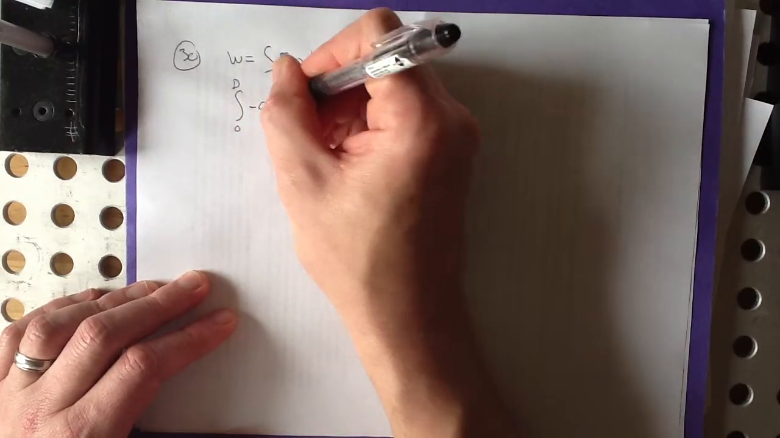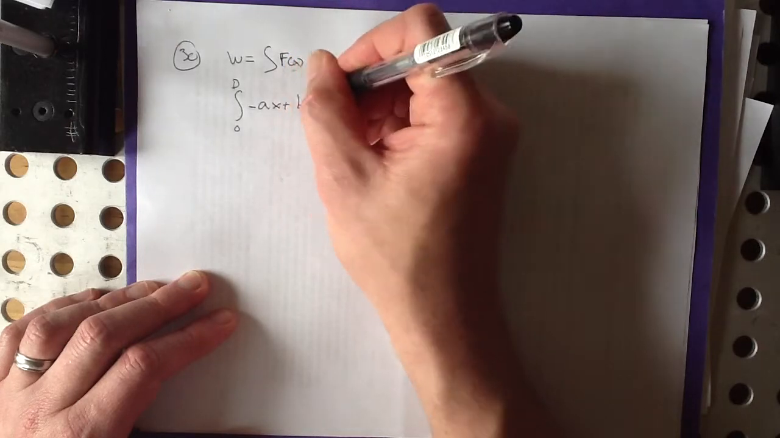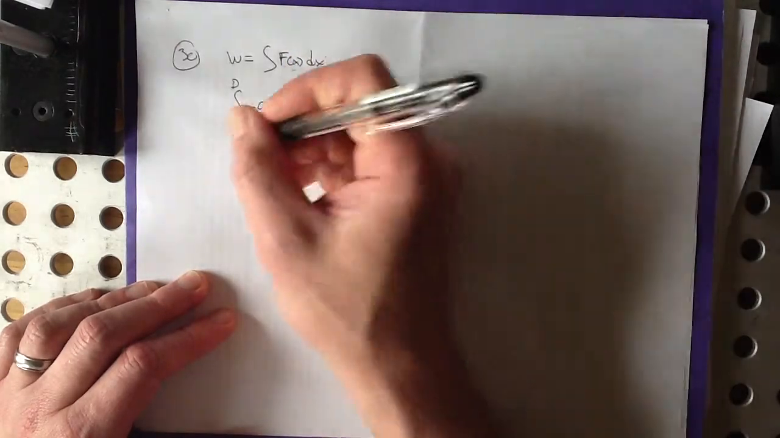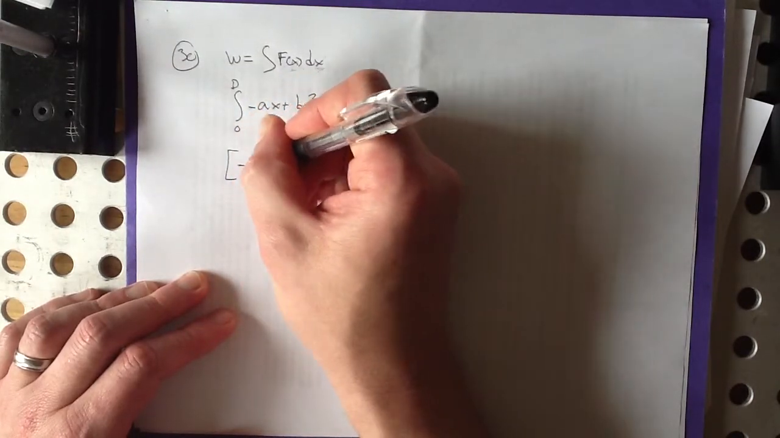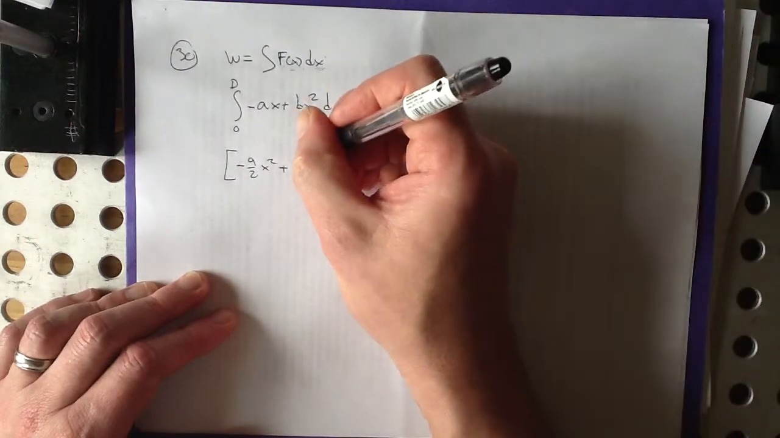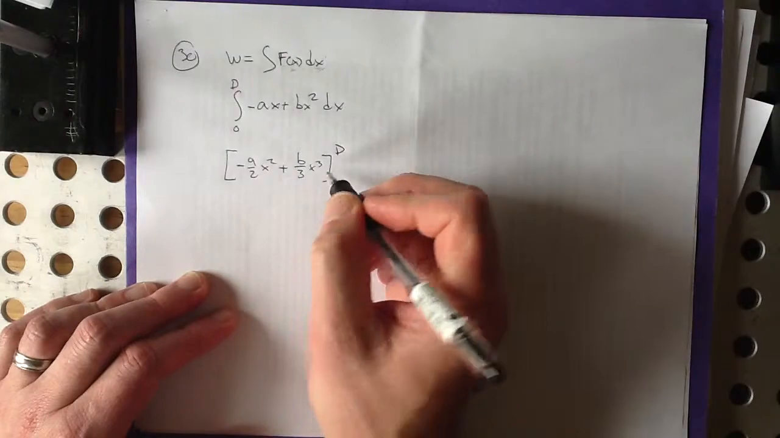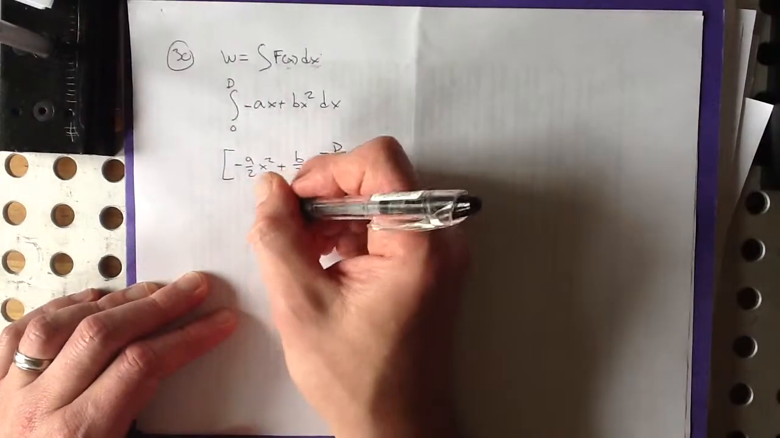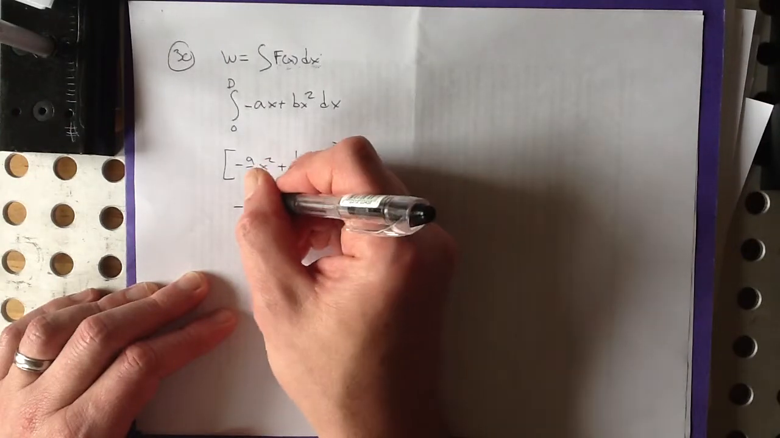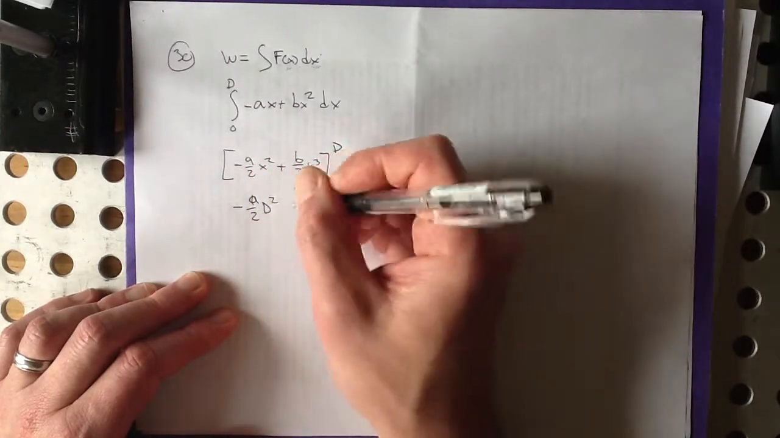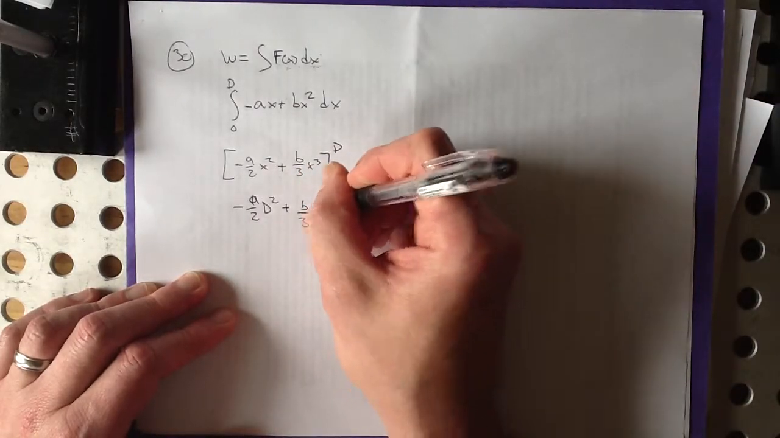So minus ax plus bx squared dx. Let's find the antiderivative of that. That would be minus a over 2 x squared plus b over 3 x cubed from 0 to d. So I just have to plug the d's in here. It'll give me minus a over 2 d squared plus b over 3 d cubed.